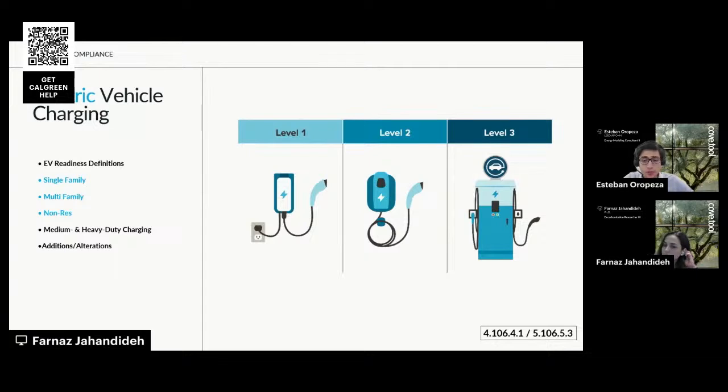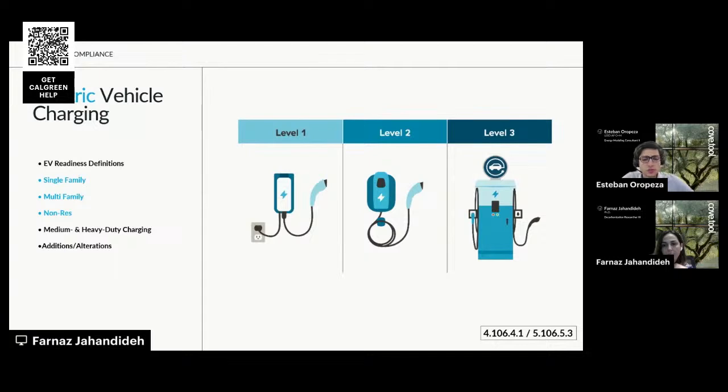For non-residential buildings like warehouses and grocery stores, there's a requirement to have capacity for EV capable type for trucks. That's also a thing to keep in mind. Public schools and community colleges have very similar requirements to non-residential buildings.